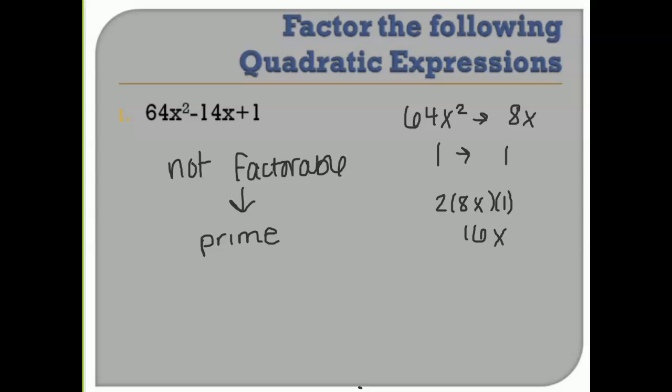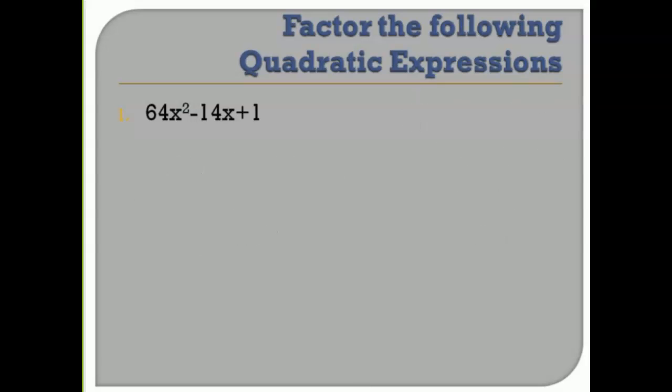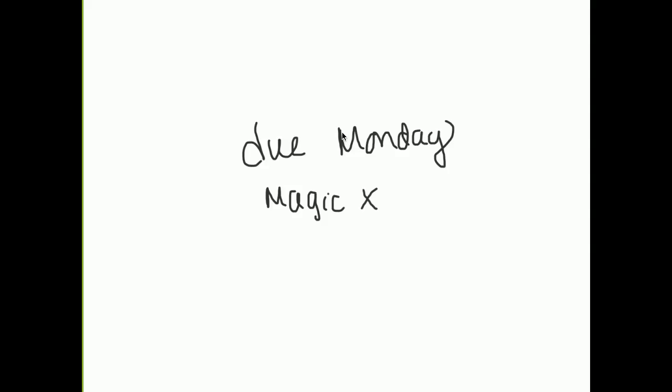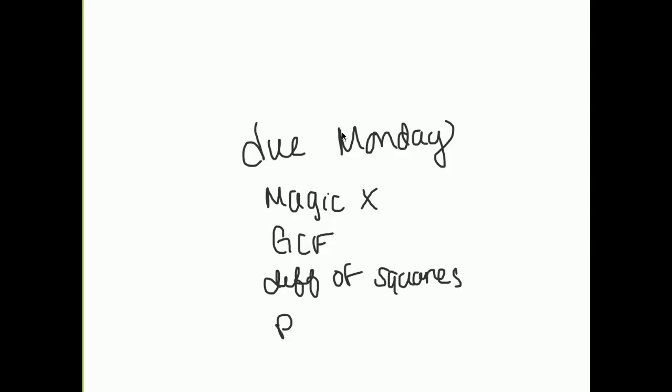And you can check it with your magic X also, which we're going to talk about tomorrow, well, Monday, I guess. So, your homework is the next two, front and back in your packet. It's the next 2 pages. So due Monday is yesterday's front and back. That is the magic X, the GCF, and then it's your difference of squares and your perfect squares. And that is all due at 10 a.m.